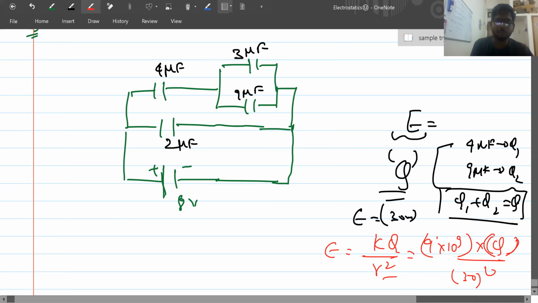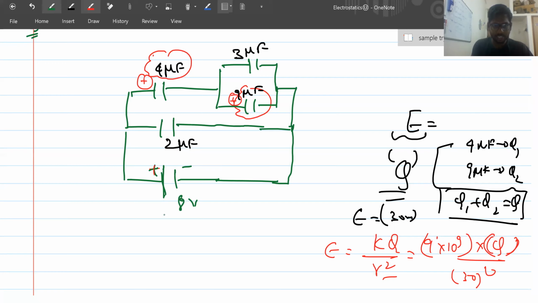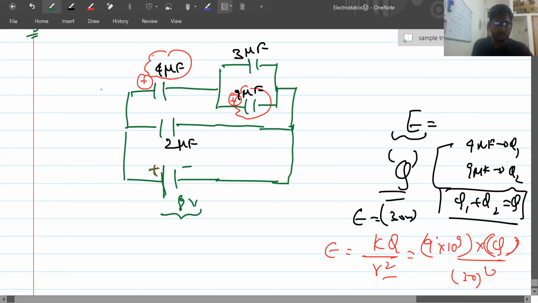The charge on 4 microfarad and 9 microfarad. If this is the positive potential, there will be positive charge here and positive charge here. So find out the charge on 4 microfarad and 9 microfarad. Apply the same principle and concept that we have studied till now. This is 8 volts and this will be 0. You can consider this as 0, 8. All these lines are parallel, all these rows are parallel.